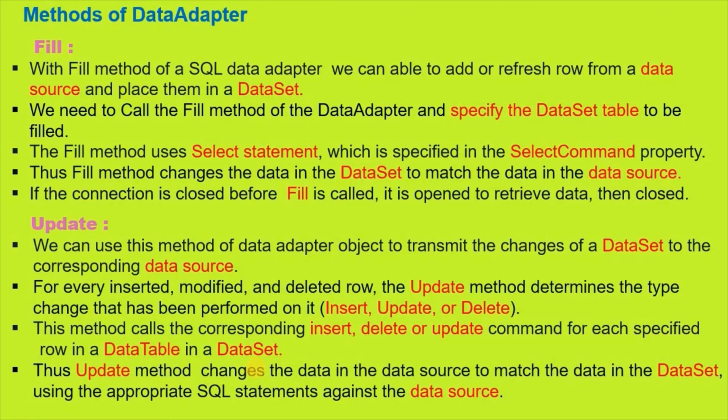If we insert, update or delete a record, meaning a row, then data in data set changes. Then update method calls insert command or update command or delete command and changes data source according to data set.